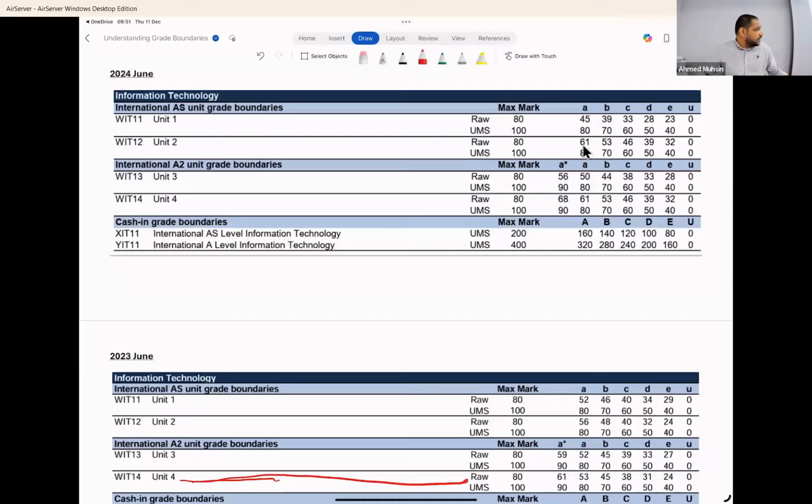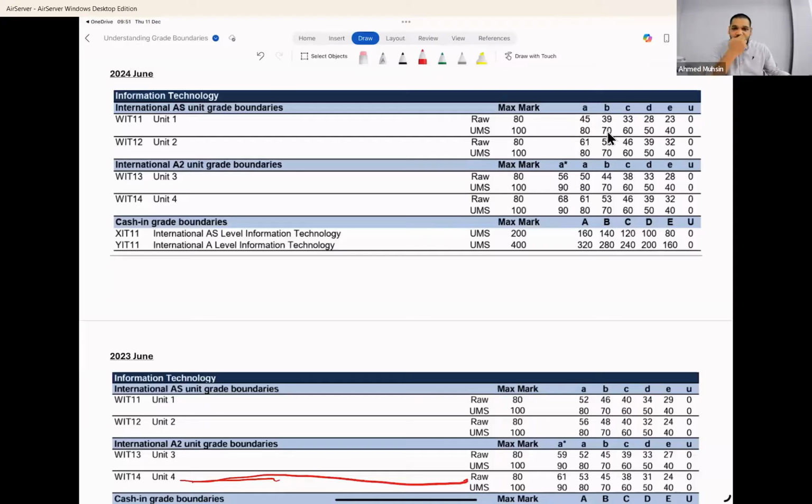Okay, so your raw mark will be converted into a UMS mark. I remember it's either uniform marking system or unified marking system. They're basically converting your raw mark into a standard mark for all calculation purposes. To generate your final mark, they convert it into a UMS mark. So everybody, if you were to score 45, that would be equal to an 80 here. If you were to score 39, that would be converted into a 70 here.